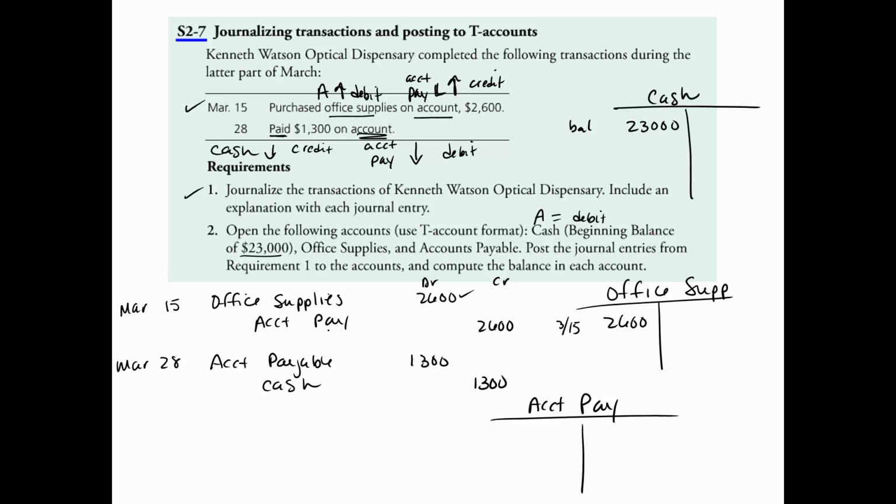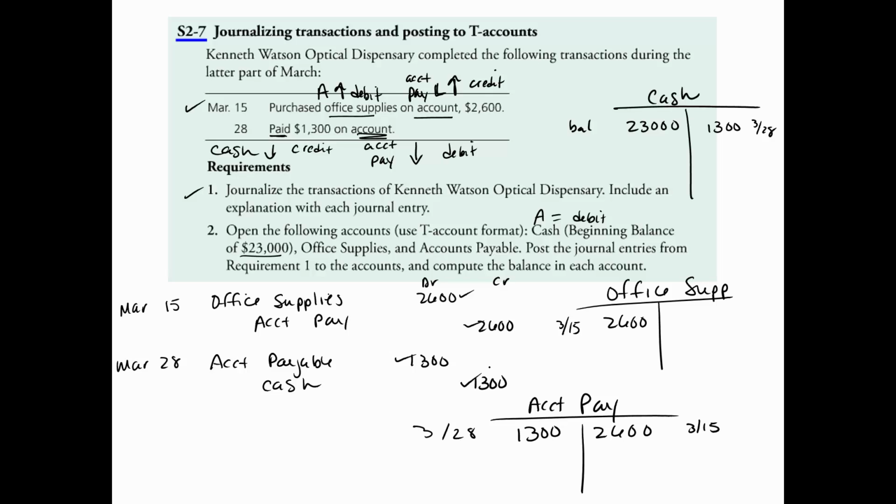And then I need to take care of the credit. So I credited accounts payable. So I'll go over here and put that 2,600, and there's the date. So that takes care of the first one. The second transaction on the 28th, I debited accounts payable. So I'm going to put that debit right here on the debit side of accounts payable, and that's on 3/28. And then I credited cash. So I'll put that over here on 3/28, and that takes care of the second half. So now I've posted those.